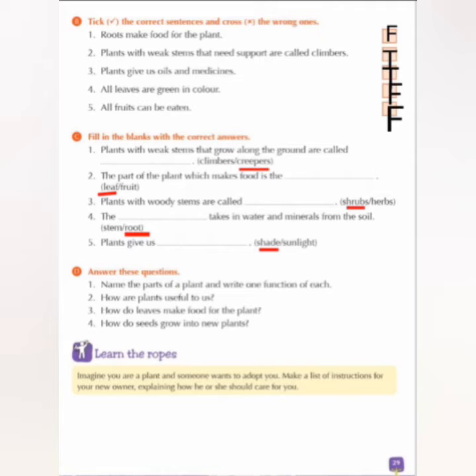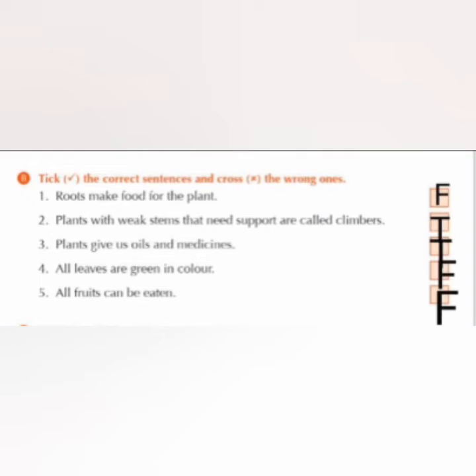Fourth, all leaves are green in color. This is not true. This is false. Not all the leaves are green in color. I will show you some plants that do not have green leaves. So write F in front of fourth part. Next, fifth, all fruits can be eaten. You will be surprised to know that all fruits are not edible. We can't eat all the fruits. I will show you which fruits we cannot eat. So write F in front of fifth part.